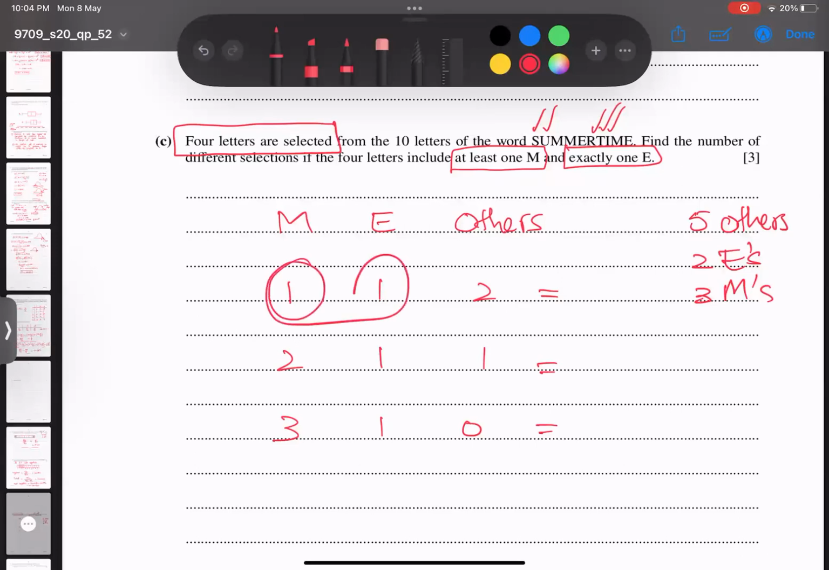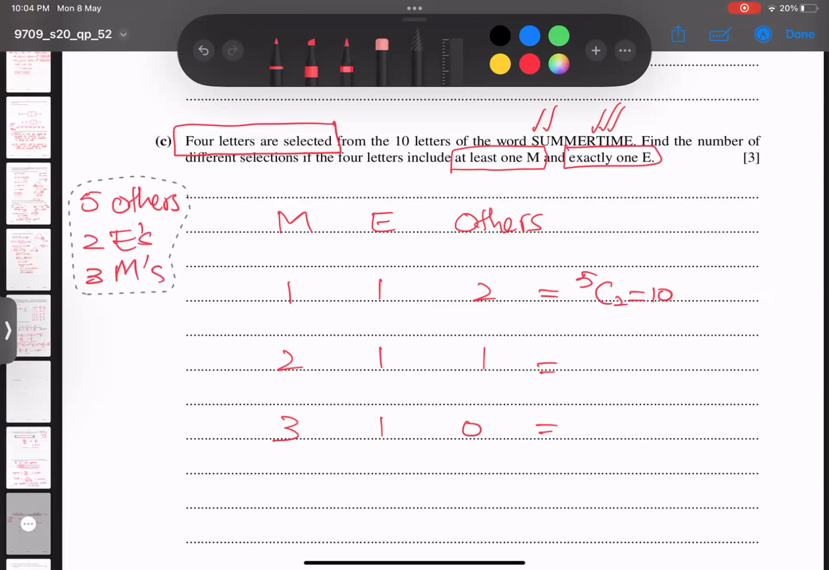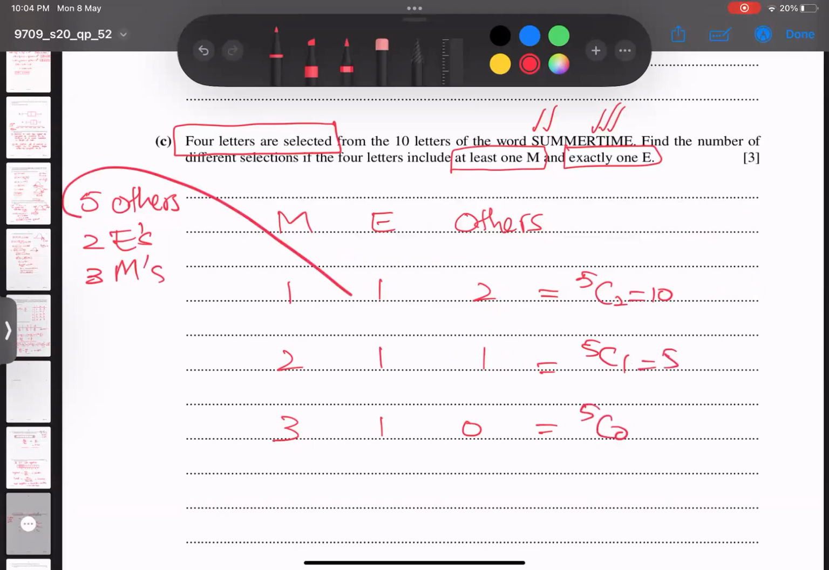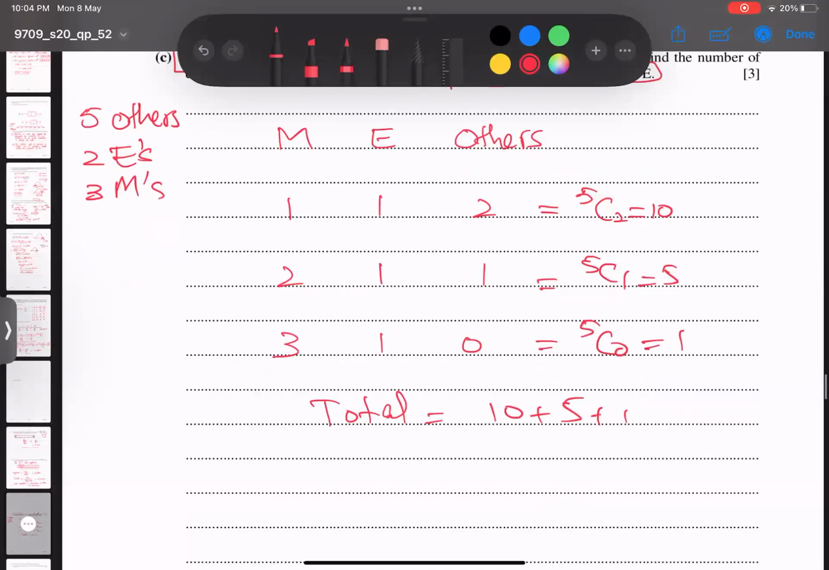This is 1C1, this is 1C1, and this is 2 out of 5, so 5C2, which is 10. And what is here? 5C1. Why 5C1, students? There are 5 others, but I will take only 1 from the others, so it becomes 5. And 5C0, because from 5 I need none, so it is 1. And total options we have: 10 plus 5 is 15, plus 1 is 16 total options.